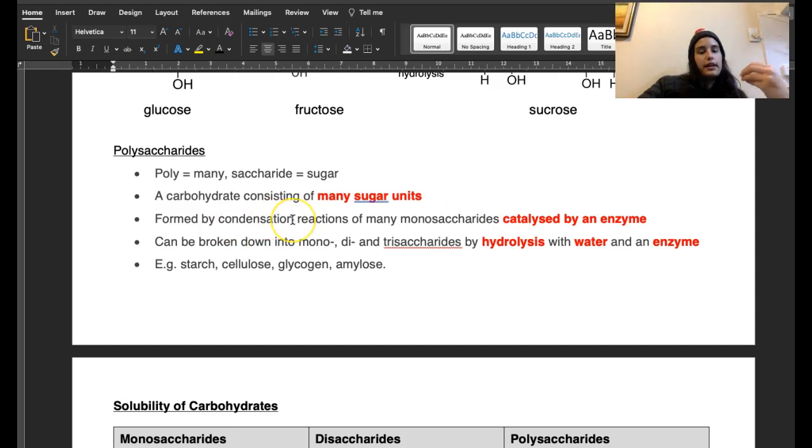Again, they're formed by condensation reactions though. So again, you're losing water all the time here. They can similarly be broken down into mono, di, or trisaccharides, tri meaning three, when you hydrolyze them with water and an enzyme. So with polysaccharides, both forming them with condensation and breaking them up with hydrolysis, you need an enzyme.